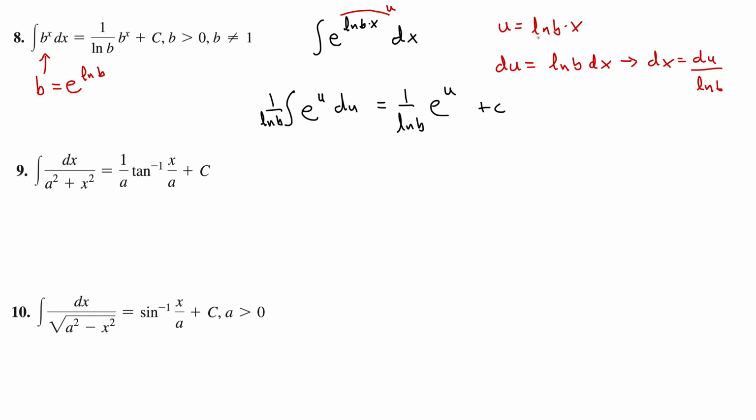But recall that u is actually natural log b times x. So we can write this as 1 over natural log b, e to the power of natural log b times x plus c. And remember that e and natural log undo each other. But this x is still up in the exponent. So this is kind of weird here, but what we're left with is 1 over natural log of b, and then we just have a base b, but the x is still up in the exponent, plus c. And that's what we wanted to prove.